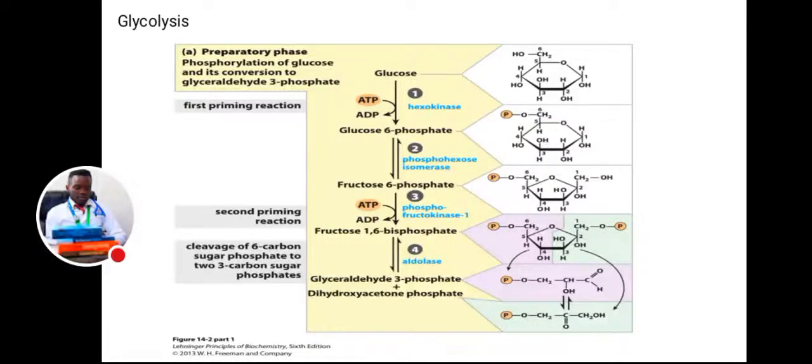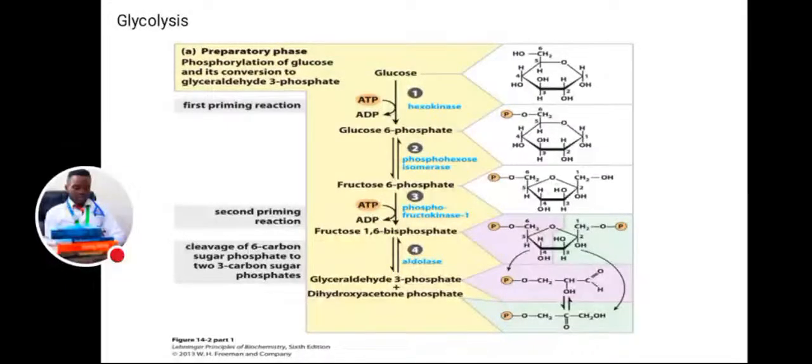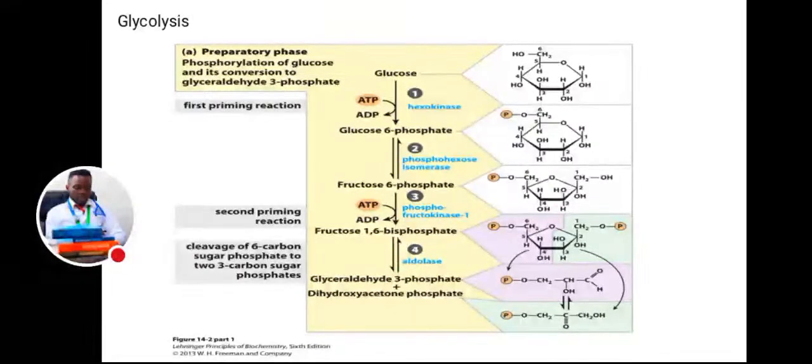The enzyme that catalyzes the first reaction is called hexokinase. The enzyme that catalyzes the second reaction is called glucose 6-phosphate isomerase or phosphohexose isomerase. The enzyme that catalyzes reaction number 3 is called phosphofructokinase 1. The enzyme for reaction number 4 is called aldolase, and for reaction number 5, triose phosphate isomerase.